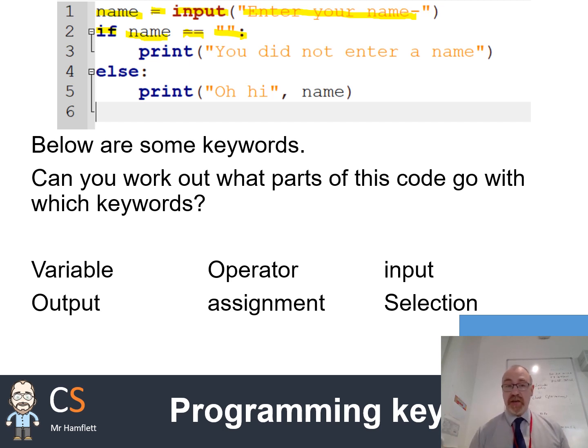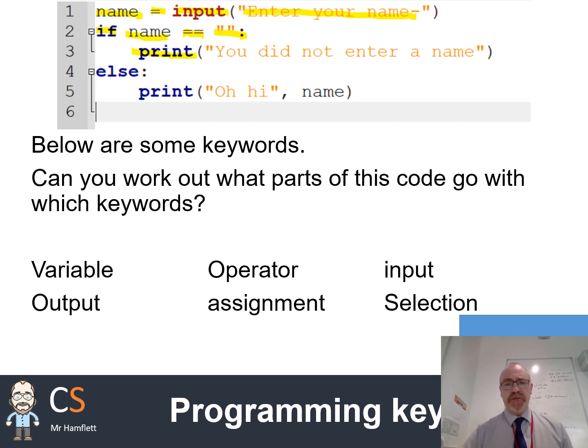If they're the same and it's true, it's going to run line 3. And line 3 is output. Print. It's going to display something on the screen. In this case, it's going to display the text, you did not enter a name. So what that little bit of code is doing is essentially saying, did I enter a name, yes or no? If I did enter a name, brilliant, good stuff. If not, I'm going to tell you you didn't enter a name. I'm going to give you a little error message.